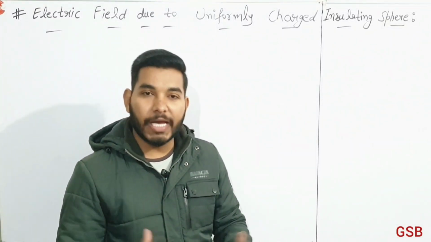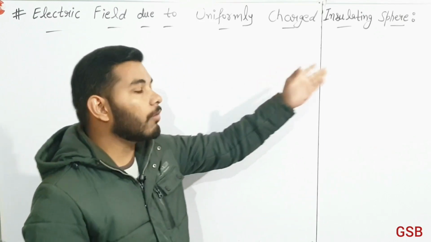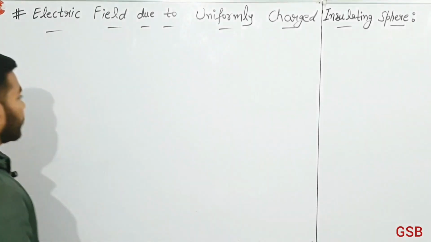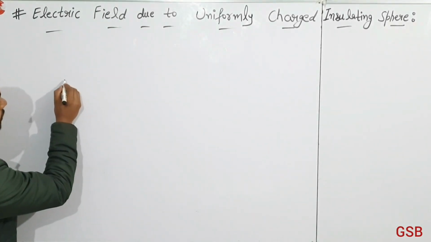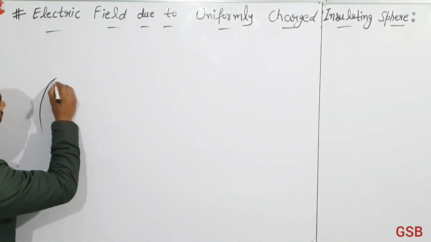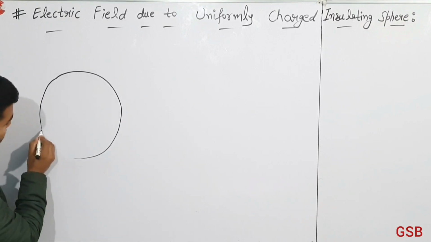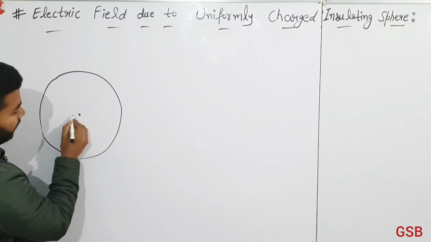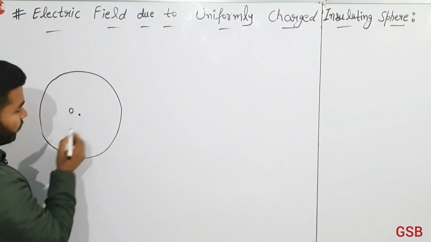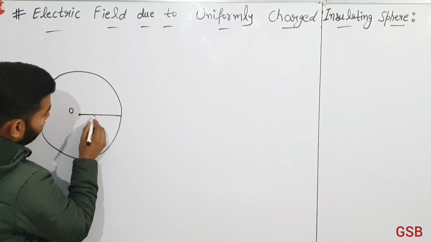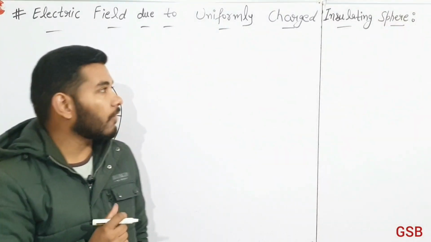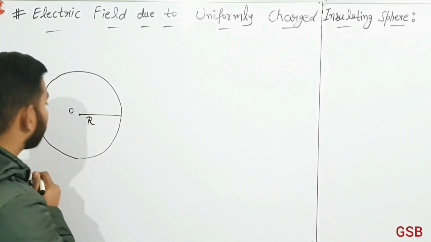Today we discuss the electric field due to a uniformly charged insulating sphere. First of all, we consider an insulating sphere having center O, and the radius of the sphere is capital R. Capital R is the radius of the insulating sphere.